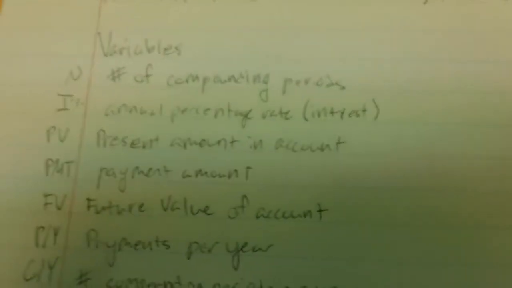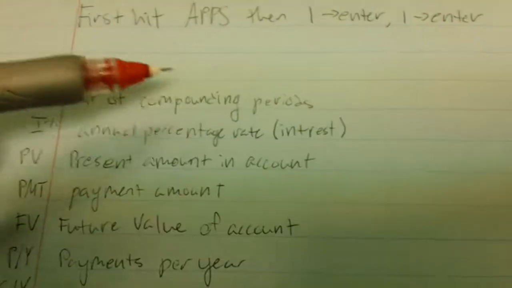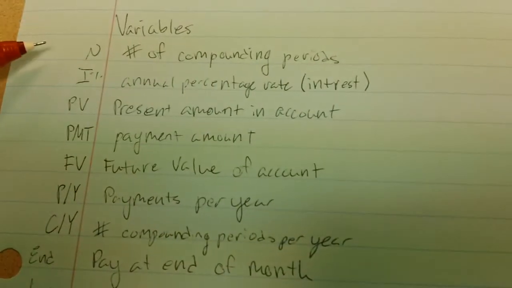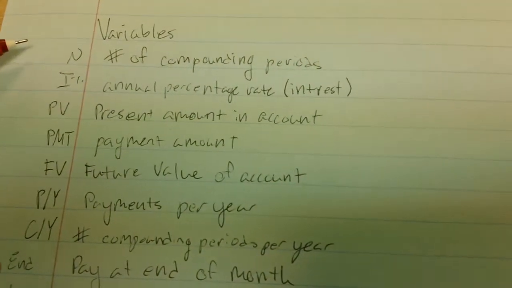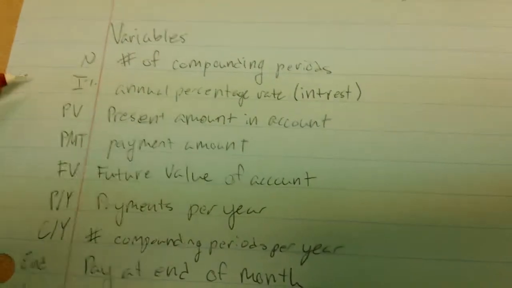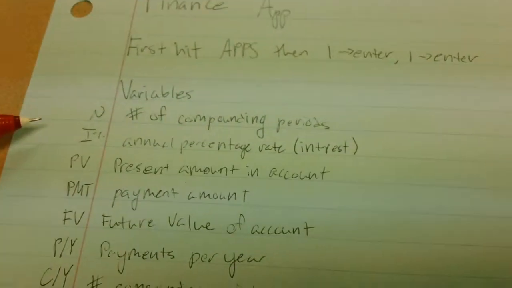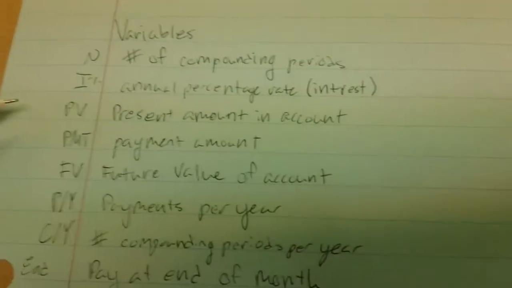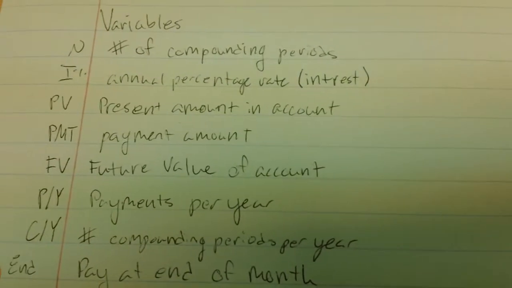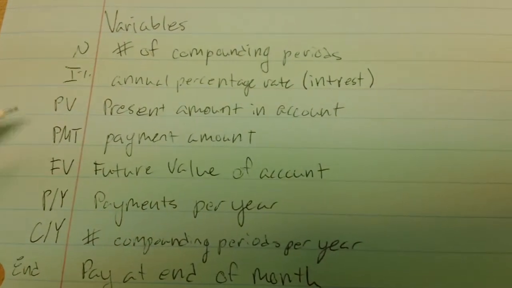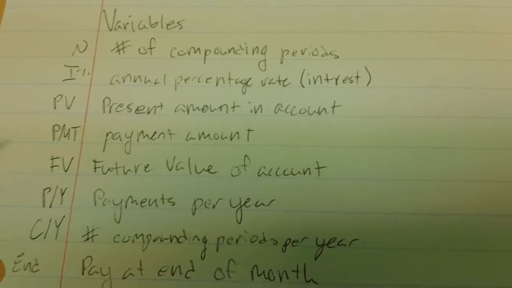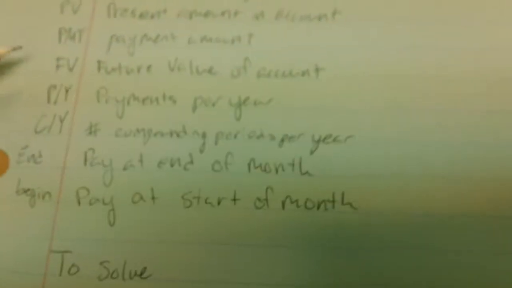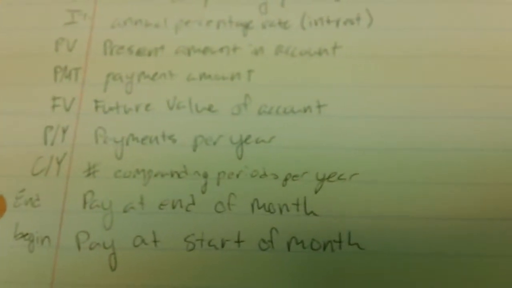So the first variable, the N, is the number of compounding periods, and that'll be however many years or whatever you're looking for times the number of times compounded annually. Your I is pretty much the interest rate. It'll be called APR generally for finance. The PV is the present value. The payment is how much you're putting in monthly or yearly or however many times compounded. The future value is normally what you're looking for, but not always. It's just what will be the amount in the account at the time you're looking for.